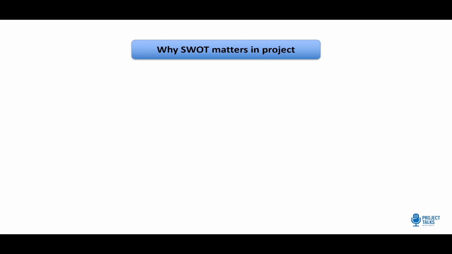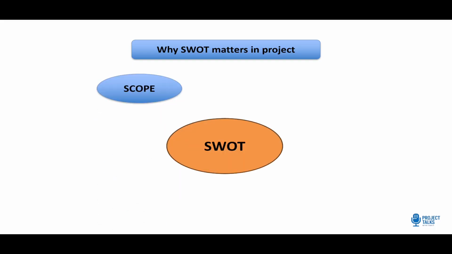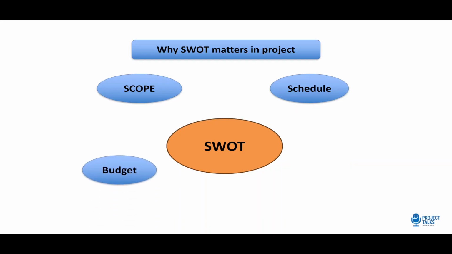Now, why should we even bother with SWOT? Well, it is because every project lives and dies with these five things: scope, schedule, budget, risk, and quality. If we don't understand our strengths and weaknesses, we are setting ourselves up for trouble. Let me give you a small example. If you have got a strong development team, you can deliver fast, right? But if you are short on testers, your schedule will still slip. It's as simple as that.